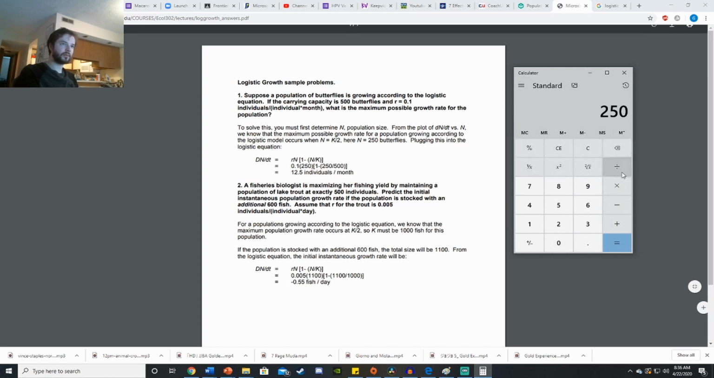Let me clear this. 250 divided by 500, that's 0.5. We're going to multiply that by the size of the population, 250, and then by our rate, which is 0.1. So 12.5, that is the maximum number that we will get for this set of equations. So 12.5 individuals per month is the maximum amount of individuals you can gain per month. You will never see a bigger number than that for our given set of limitations.